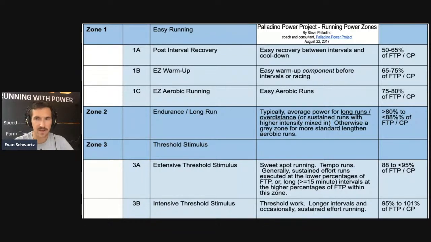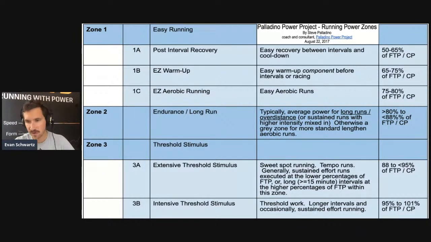Zone 2 is 80 to 88% of your critical power. So a tiny bit of difference. Typically, Steve writes that this is the average power for long runs or over distance, which are sustained runs with higher intensity mixed in. Otherwise, it's a gray zone for more standard lengthening of aerobic runs. Again, that's 80 to 88% of your critical power.